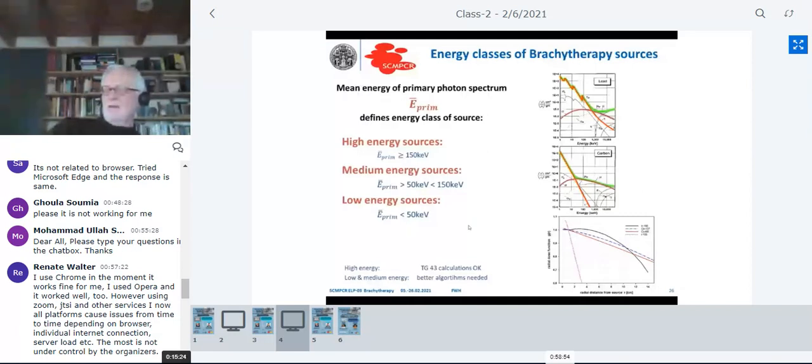Okay, so for high energy sources, TG43 calculations are generally okay. For low and medium energy sources, we actually need better calculations. We can still use TG43 for low energy sources, because we normally don't treat in heterogeneous media. We treat from tissue, the prostate, to another place in the prostate. So we're not crossing any heterogeneity, and therefore the tabulated values are still pretty correct also for low energy sources in things like seed applications.